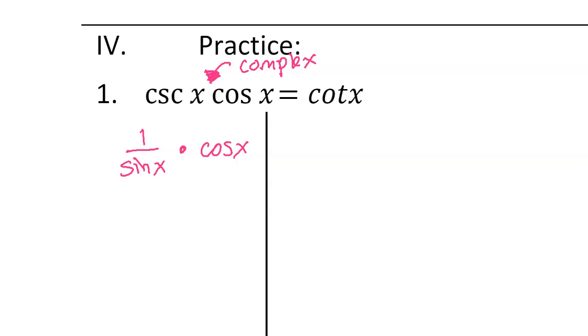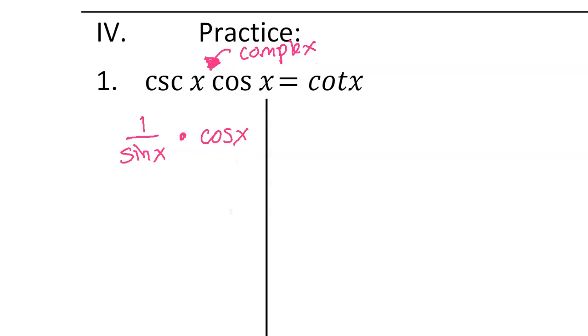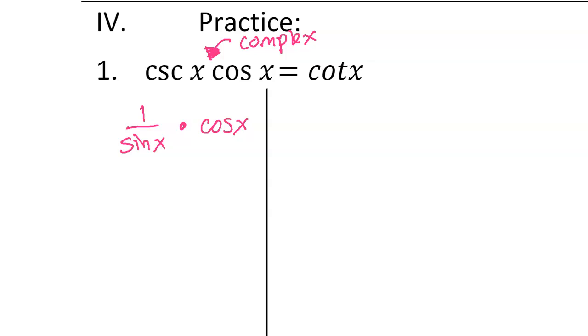How can this be simplified? Yeah, right. 1 over sine of x times cosine of x. The cosine of x goes in the numerator. How can this be simplified? What do you know cosine over sine is equivalent to?